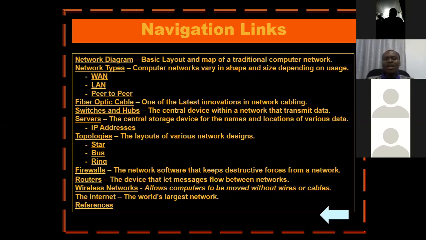All these things are part of the things we have gone through earlier on, but we'll be going through the details of these things by virtue of this class. Now, we'll be talking about the fiber optic cables, the switches and hubs, the servers, IP addresses. We'll be looking at the layout of a network, because networks are determined by their layout. The layout of a network is the topology and so forth. We have the firewall, the routers, the wireless networks, the internet, and other stuff.